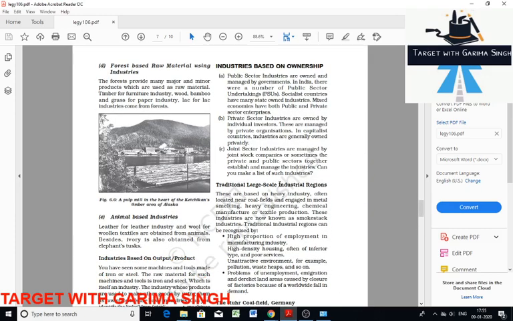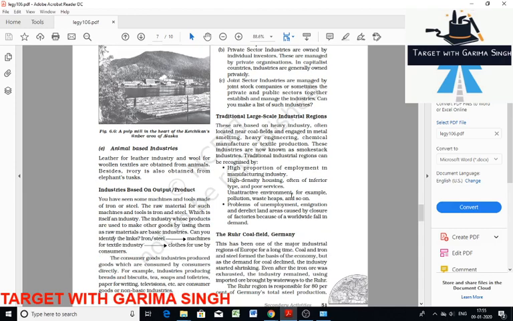This traditional large scale industrial region. So traditional large scale industrial regions are mostly heavy industries located near coal fields and involved in melting, smelting, heavy engineering, chemical manufacturing, or textile production. Their features are high employment, high density of housing but poor services.